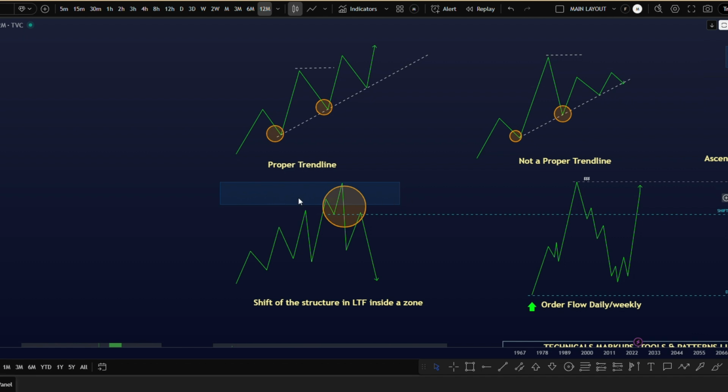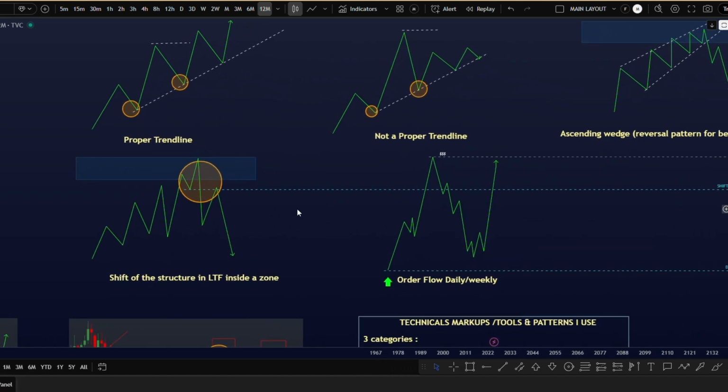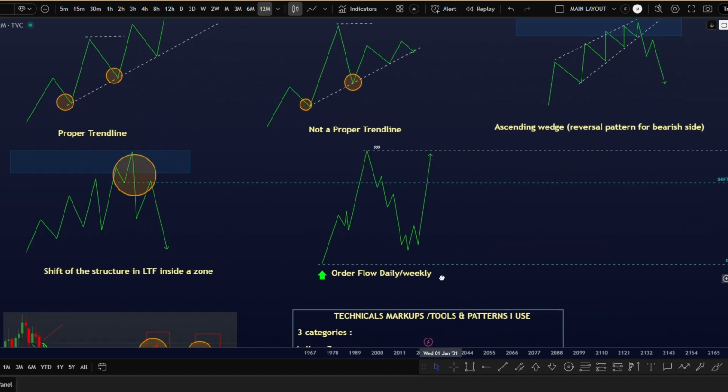It can be any zone we mentioned in the beginning. It can be a supply, or a bounce on a support or a resistance. It can be happening inside an imbalance. If we have this kind of shift of structure in a lower time frame, this usually is my signal to get in the trade.